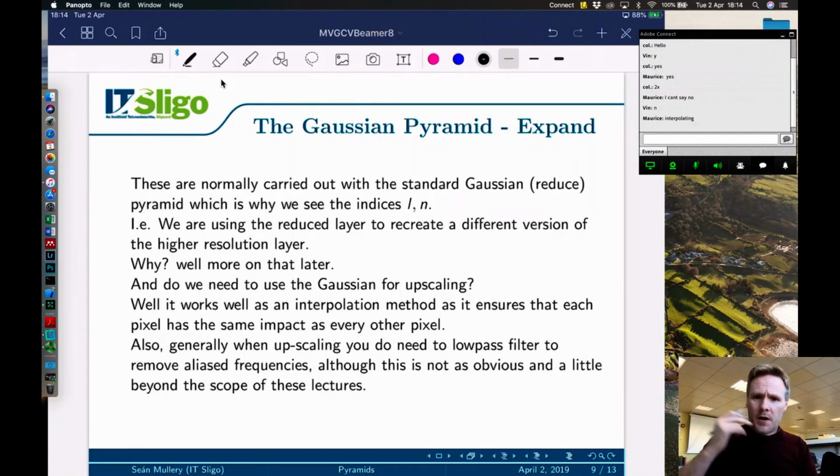But here's what I was going to mention a minute ago. Do we need to use a Gaussian for upscaling? Couldn't we just make every pixel twice or something like that? Okay, so there's two issues here.